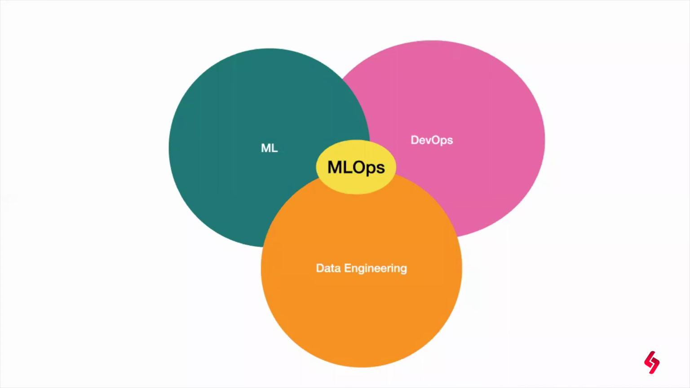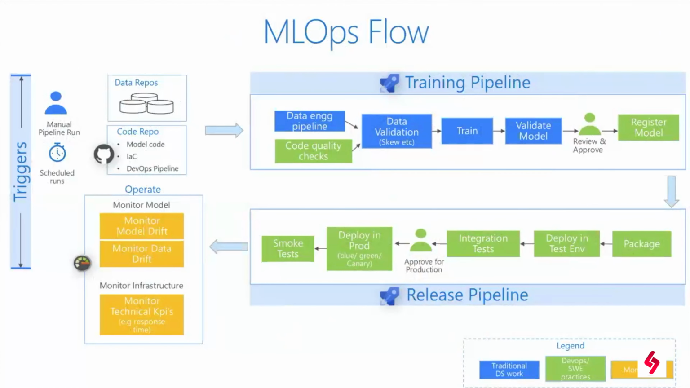Coming to the next one, machine learning operations and flow, which I'm not going to explain at this moment. It is very heavy because this is the whole flow. I'm not going to explain this entire flow here. This is where you are going to fit into the project, when you work with clients, big projects in organizations. Training pipeline and release pipeline are two different things. There are two different AI teams when you work in real-time projects. So data engineering, code quality checks, data validation, train, validate model, and review, approve and register the model.